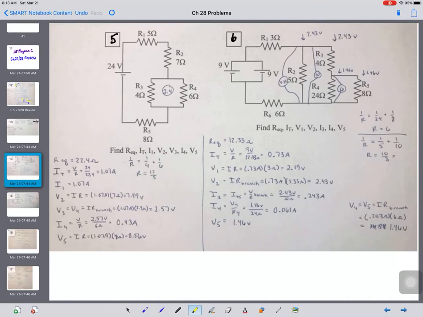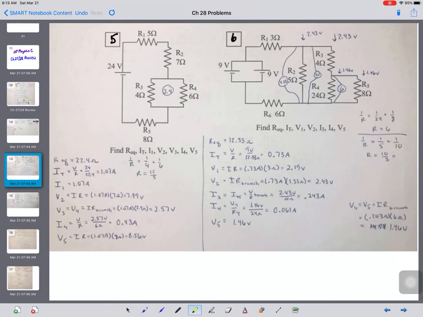5 and 6, more complex circuits. 5 is pretty much drawn in a way that you can tell what's series and parallel. You have a predominantly series circuit because of R1, R2, and R5, and then immersed in there a little parallel of R3 and R4. So to get the equivalent resistance, you're going to combine R3 and R4 with the inverse equation.